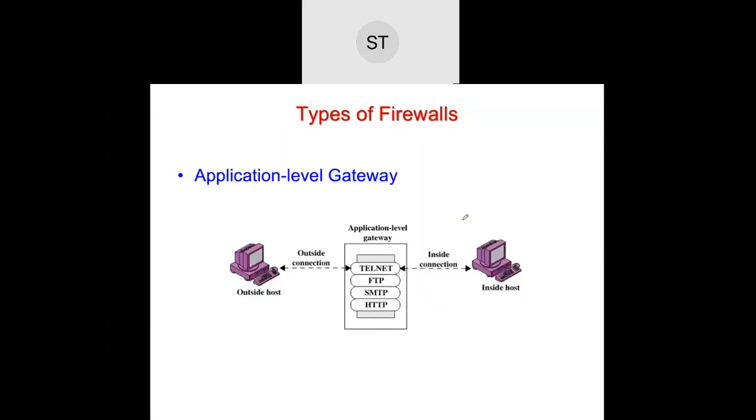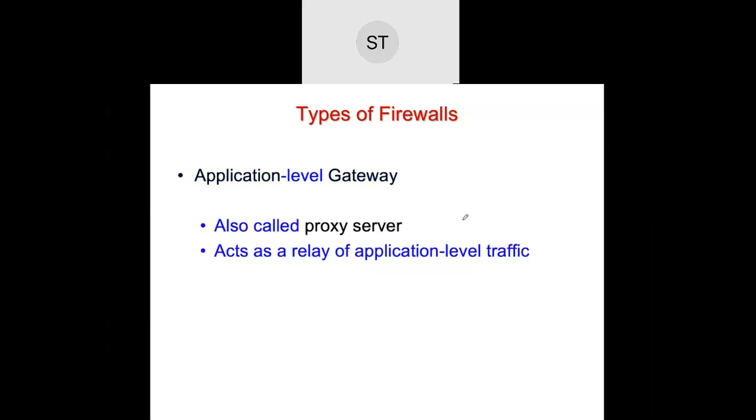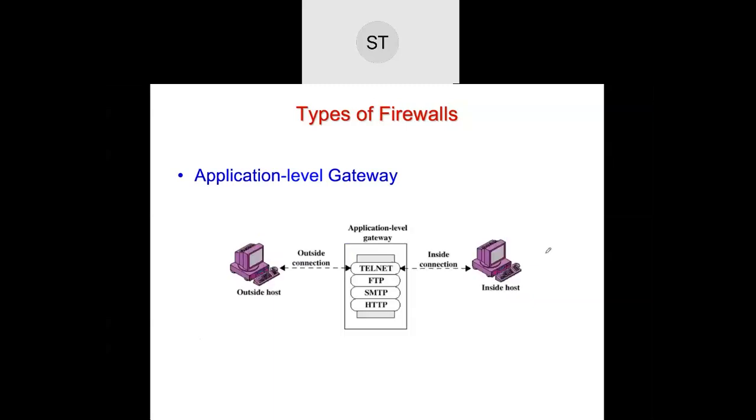So this is the application level gateway, where there is an outside connection and an inside connection, and this will allow telnet, FTP, SMTP, HTTP based on the different applications. This is also called a proxy. Because here, on behalf of you, the connection is not like this. Connection is like this. So on behalf of you, this particular gateway is carrying out the task. That's why it is called a proxy.